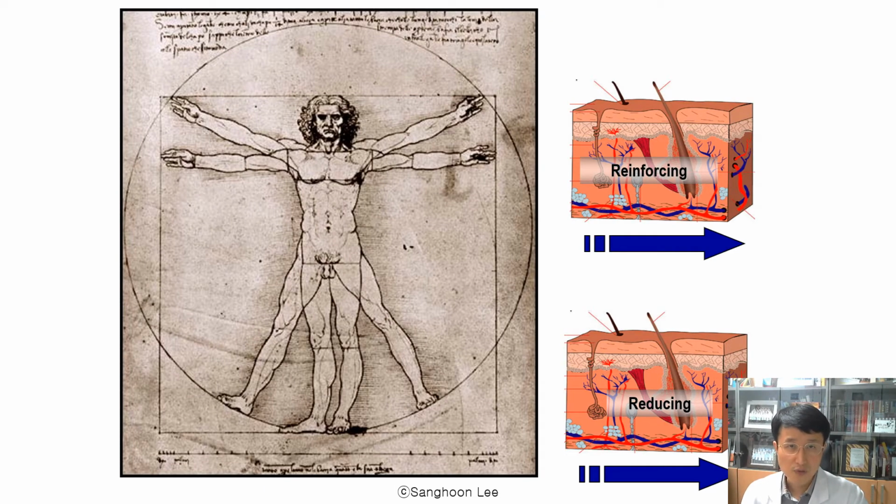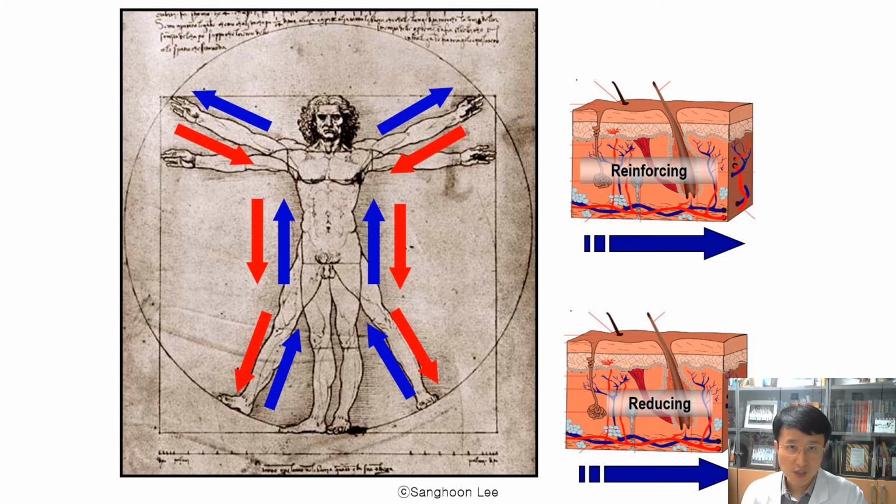This picture will help you understand better. Yin meridian flows upward and yang meridian flows downward. Reinforcing technique means inserting needles obliquely along the meridian flow. On the contrary, reducing technique means inserting needles obliquely against the meridian flow. Rotating needles clockwise is a reinforcing technique, and rotating needles counterclockwise is the reducing technique.